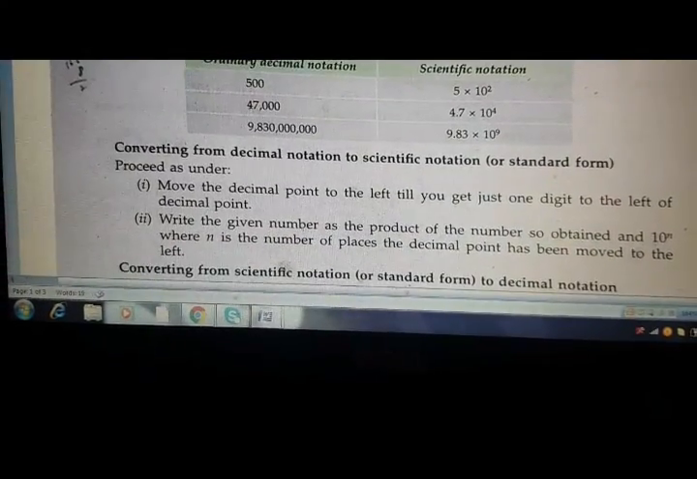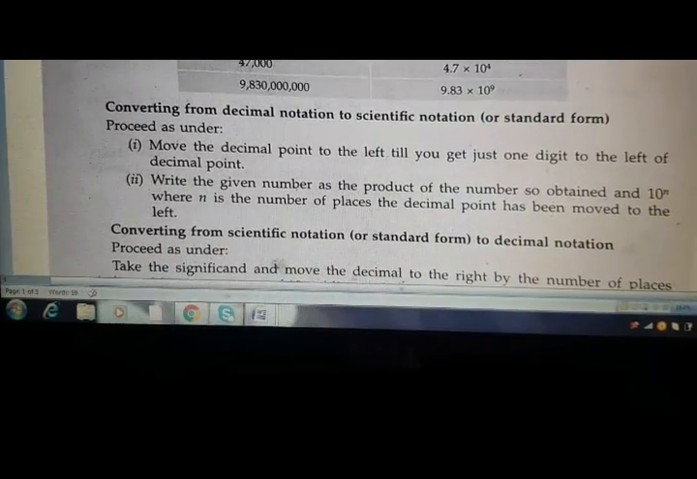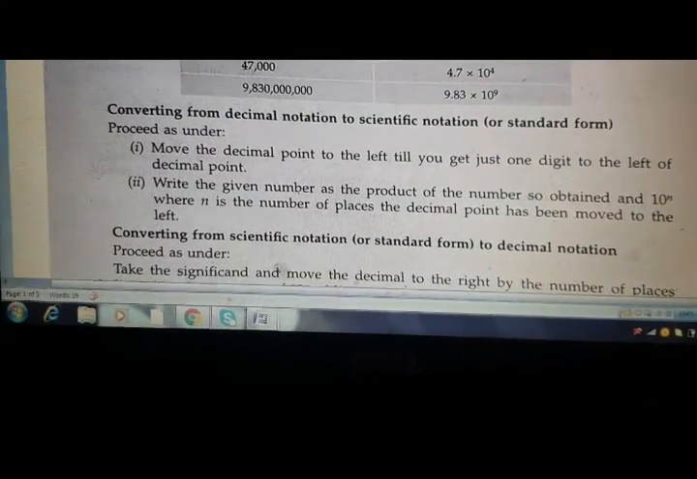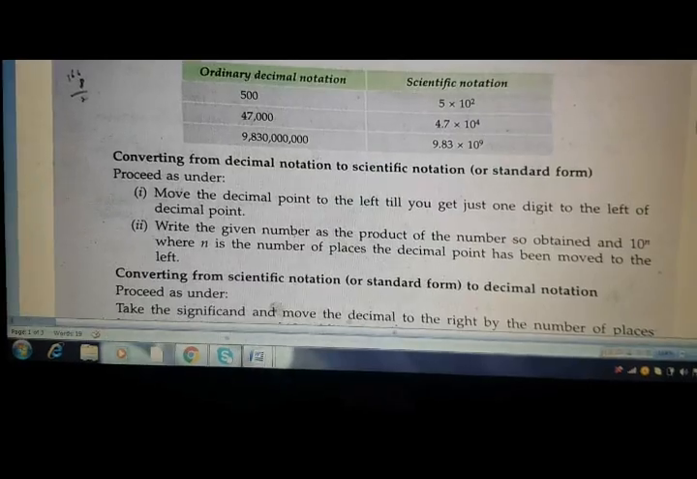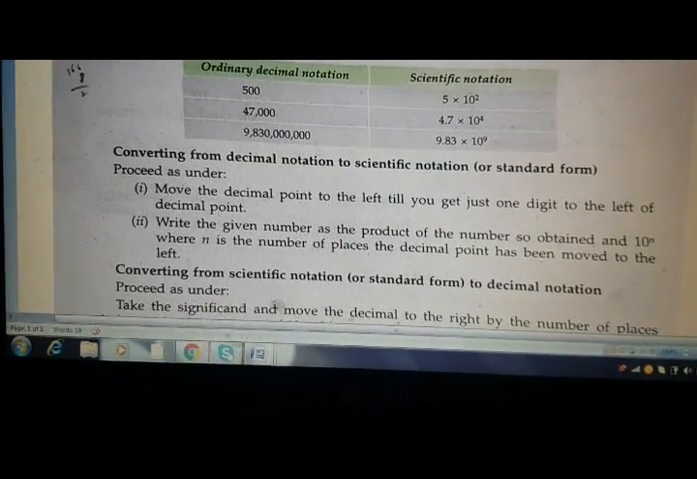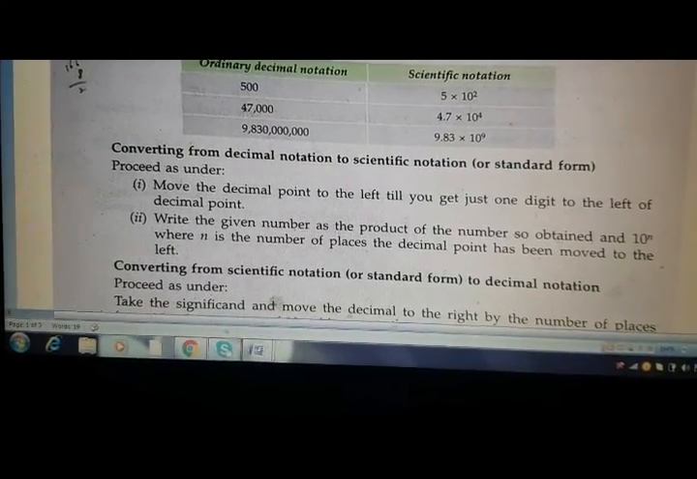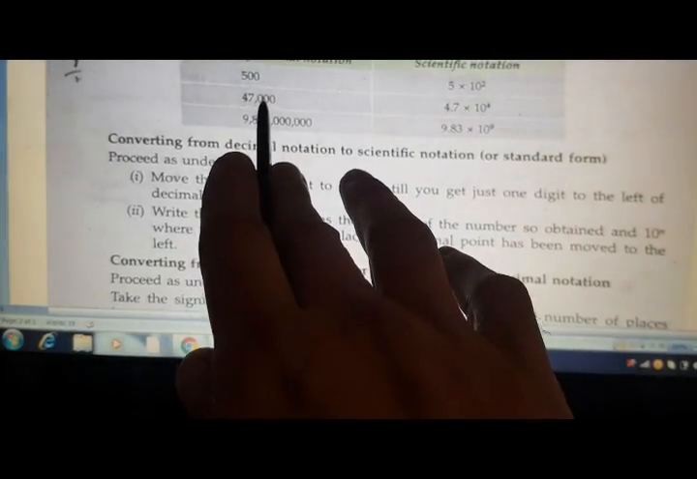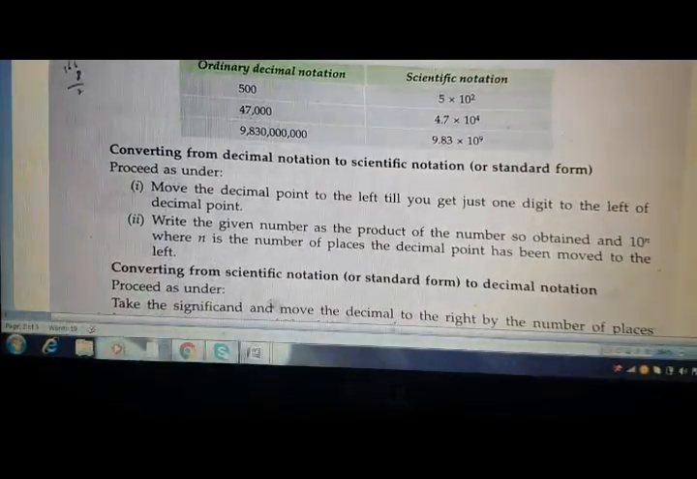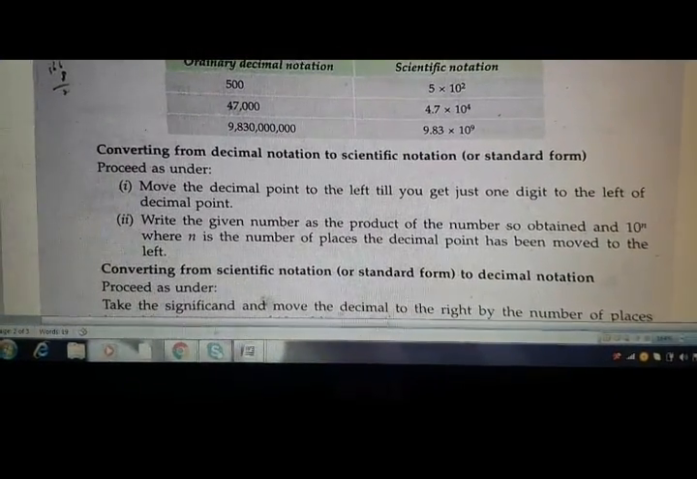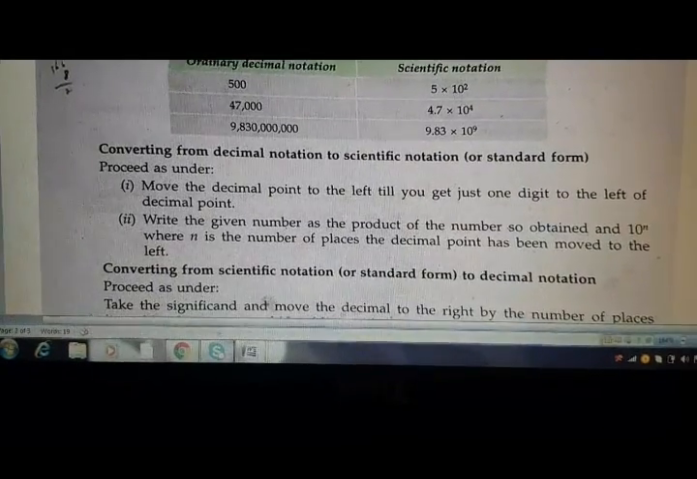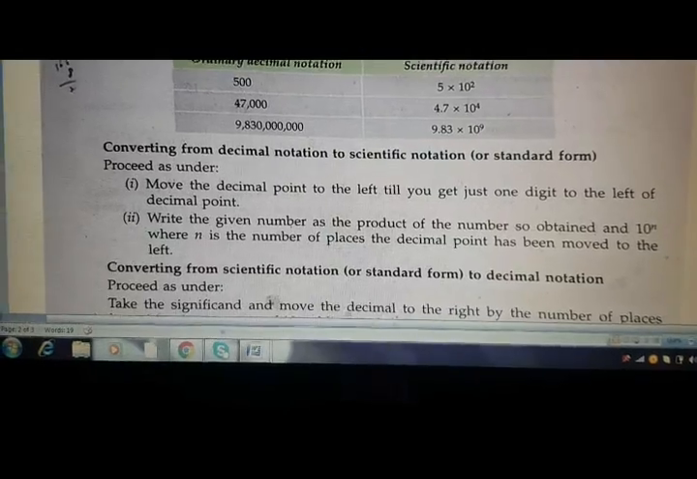So I have already explained this, which is written here. You can go through it. We will move the decimal point to the left and get just one digit to the left of the decimal point. That means I put the decimal point here, the one digit is on the left of the decimal point, that is 4. Then I count all the numbers after the decimal point and we put in the powers of 10.